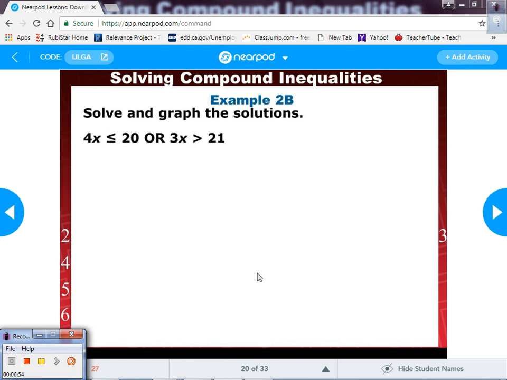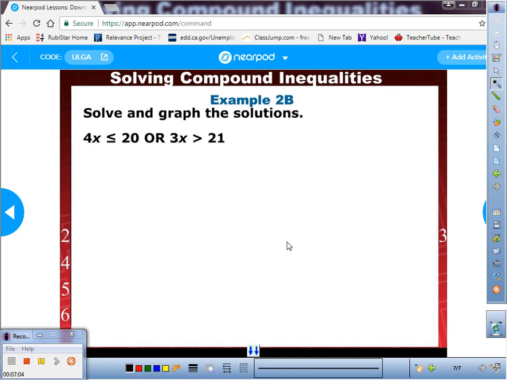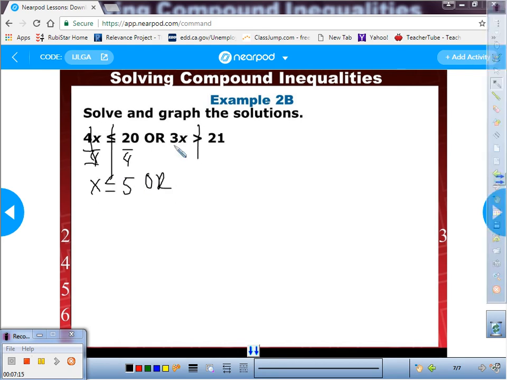Here goes the process. Line down the inequality symbol, divide by 4, divide by 4. We got x is less than or equal to 5. Or, line down the inequality symbol, divide by 3, divide by 3. X is greater than 7. Hands up, you got it right there. Okay, good. Then we got our number line.